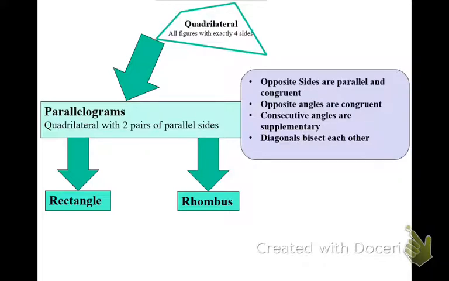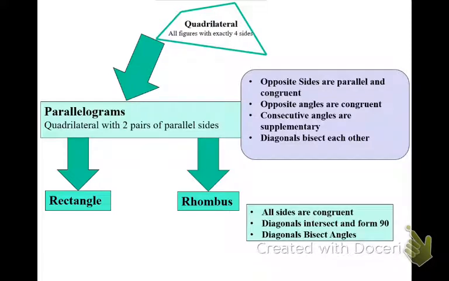We dealt with a rhombus yesterday, and there were 2 properties of a rhombus. All sides are congruent. The diagonals intersect and form 90 degrees. And the diagonals bisect angles. Going to go to our notes, 7.4, page 3. We'll go back to a rhombus to review these. We'll learn about a rectangle and a square, and then we're finished with 7.4.